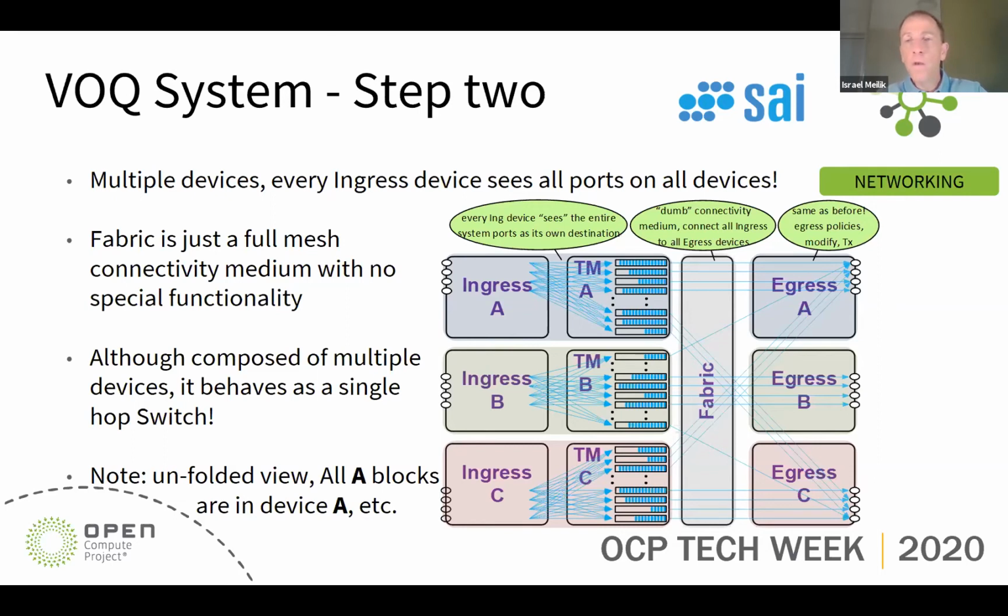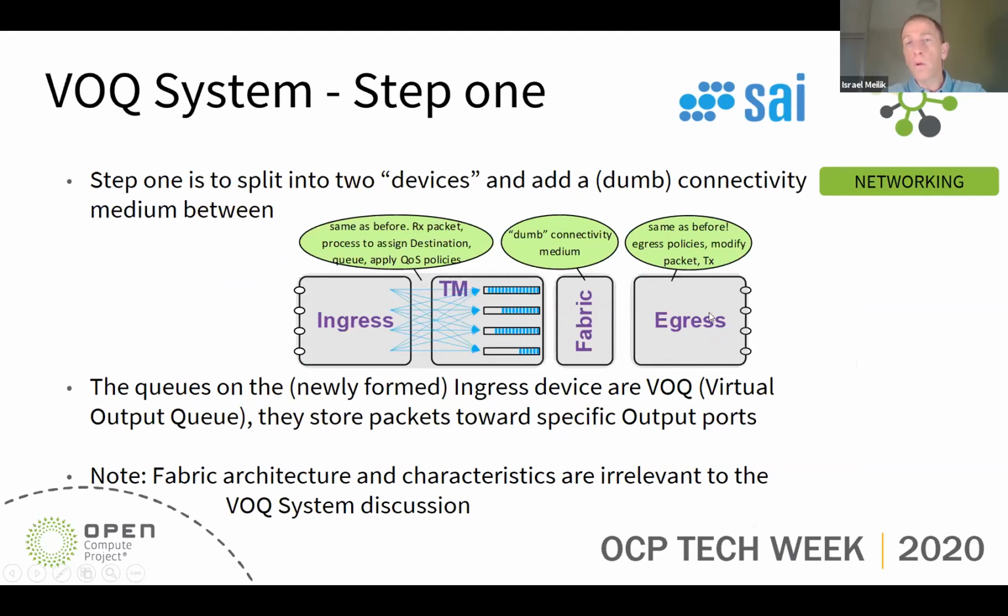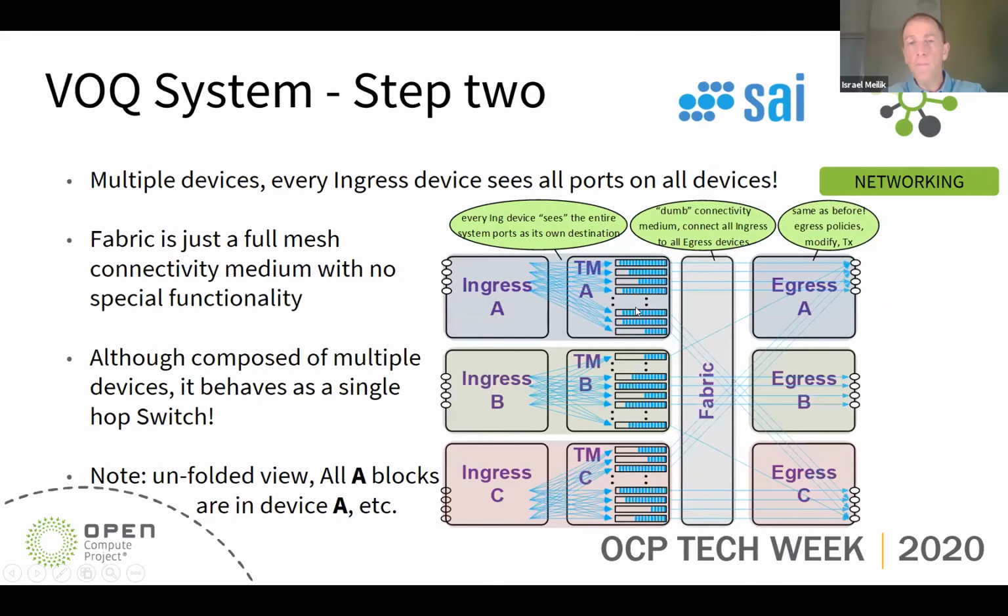And what makes it a VOQ system is that, as you have noticed, the number of queues now is much bigger than before. In the previous slide, we had queues only to the local ports because it was a single device. In a VOQ system, you have queues to each and every output in the system. So every traffic management stage is maintaining queues for each and every output in the system. This is what makes it a VOQ system.